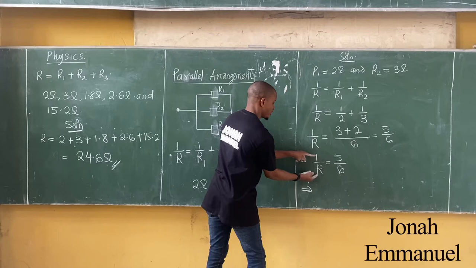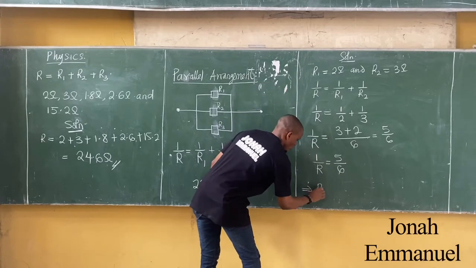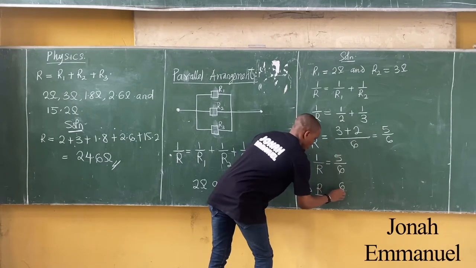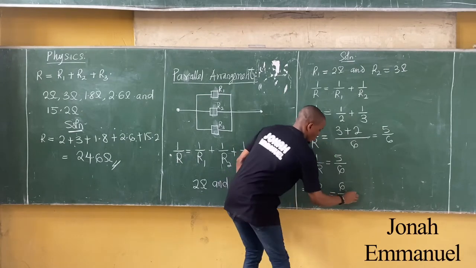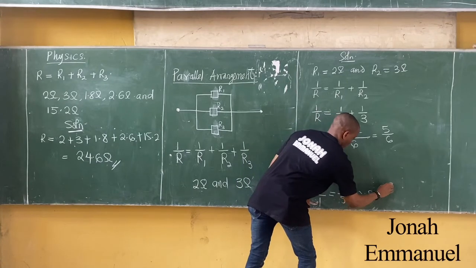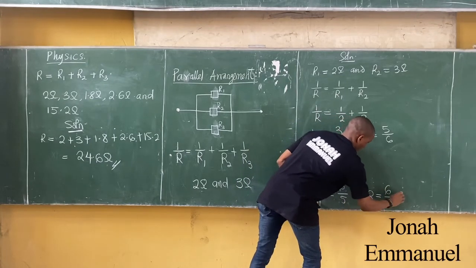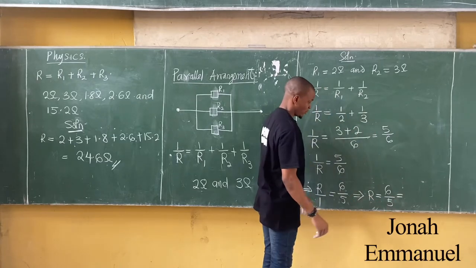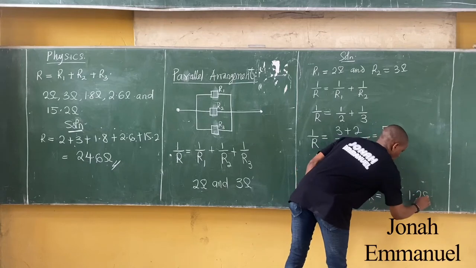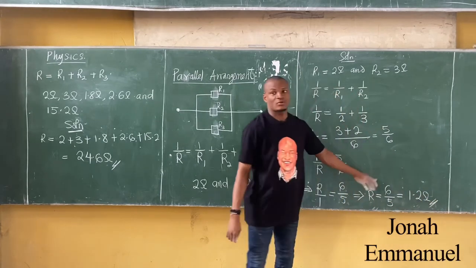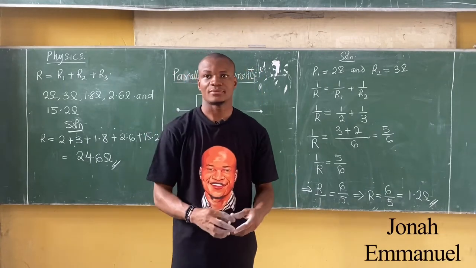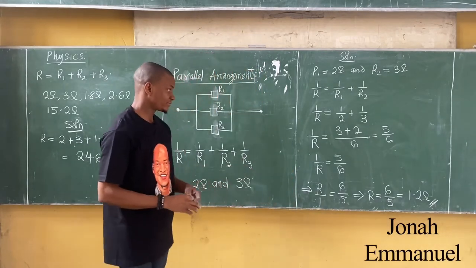What do you do now? Turn this upside down. So R over 1 is equal to, turn this upside down, 6 all over 5. So R over 1 is R, 6 all over 5. What do you get here now? 6 divided by 5 gives you 1.2 ohms. Alright, that's the equivalent resistance, 1.2 ohms. So that's how we solve this.